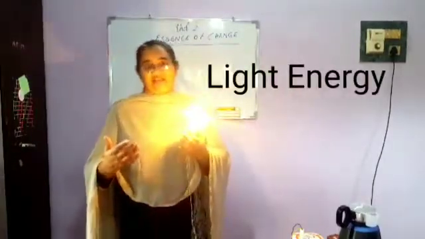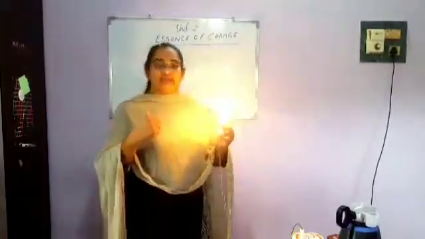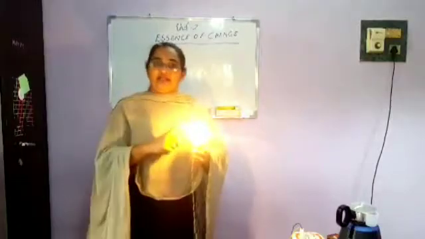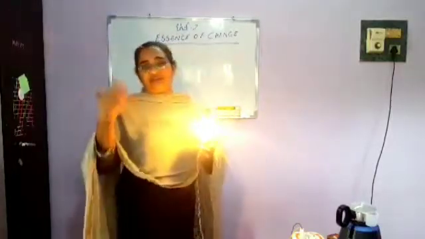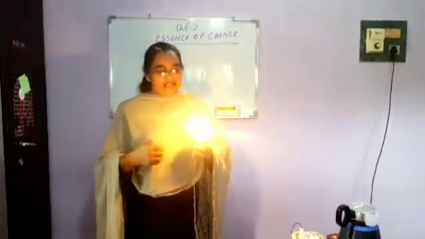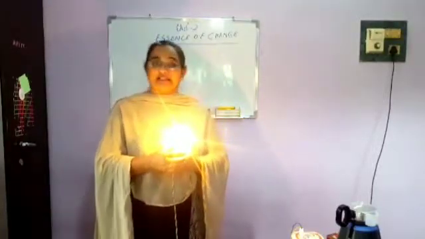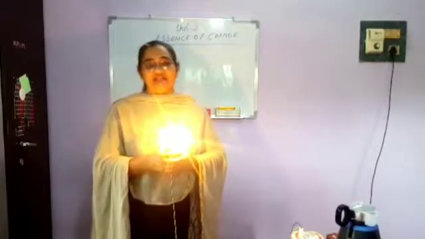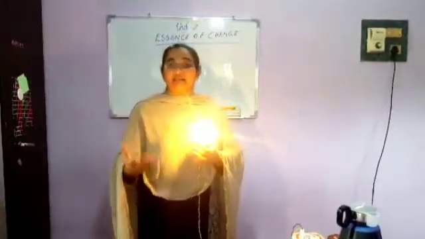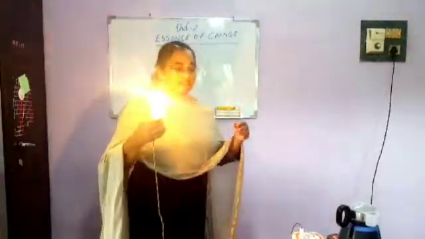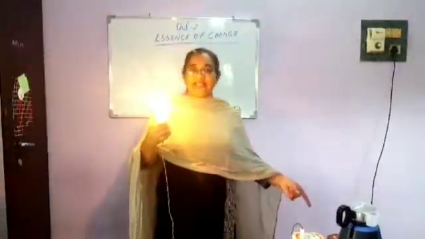Light energy. Why do we use a bulb? To get light. At night, when there is no sun, we need a bulb or a tube to burn so that we might be able to see. So the use of the bulb is to get light, isn't it? So the energy produced by the bulb is light energy. The energy used by this bulb is electrical energy.